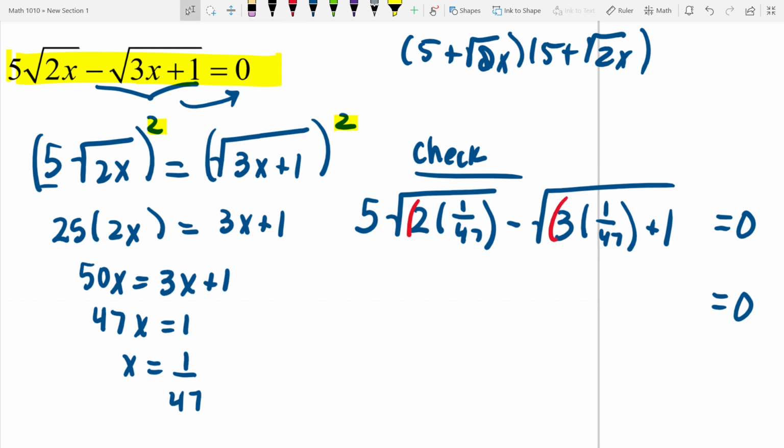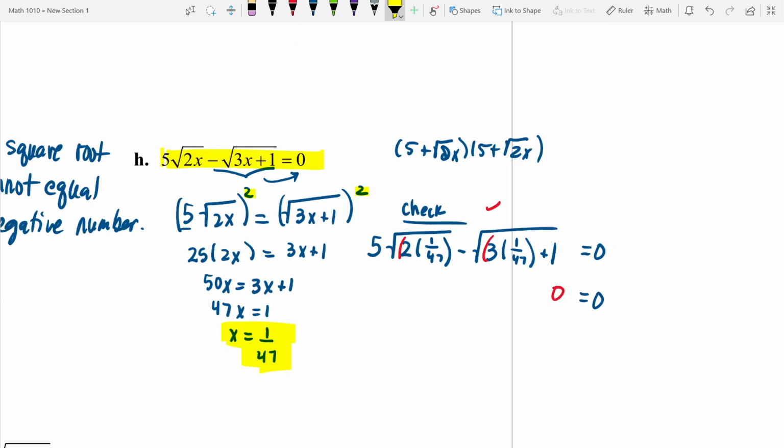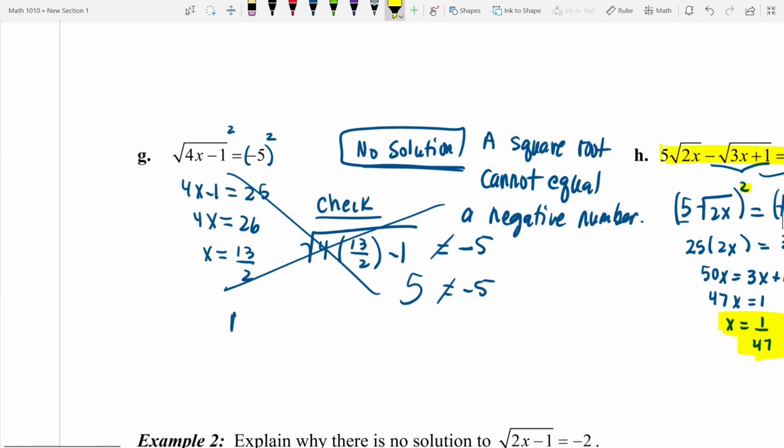So I'm going to go 3 parenthesis, 1 divide 47, close it, plus 1. Now close my radical. Hit enter, and I got 0. So I ended up with 0 equals 0. It totally checks out. There's my answer, and I'm done. Okay? That was question H.